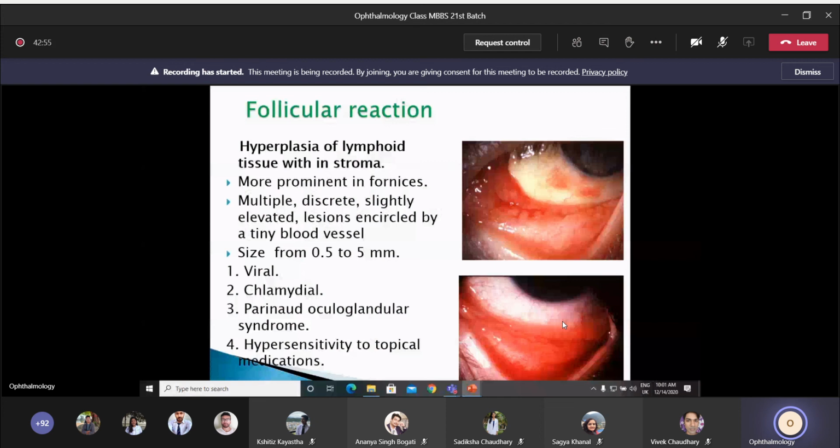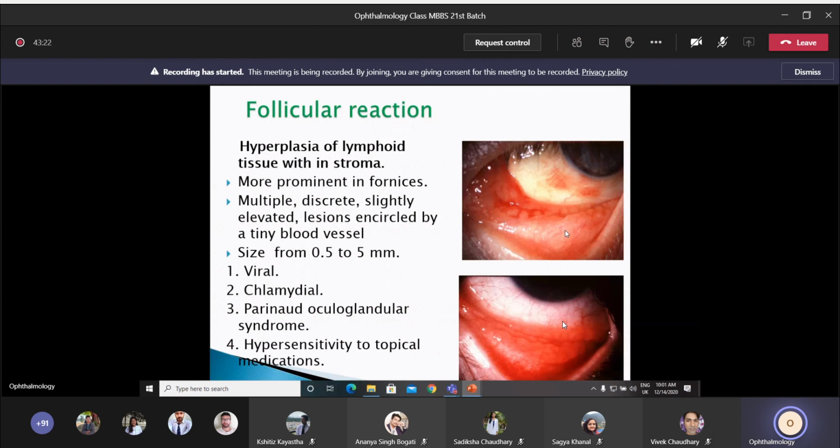And size varies from 0.5 to 5 mm and is usually seen in viral and chlamydial conditions, in trachoma especially, where it is one of the hallmarks. Sometimes it is also seen with hypersensitivity to topical medication. So this is how you look for the follicles: you invert the lower lid and look for follicles mainly in the fornices and sometimes even in the palpebral conjunctiva.